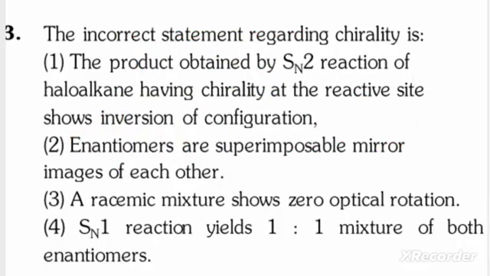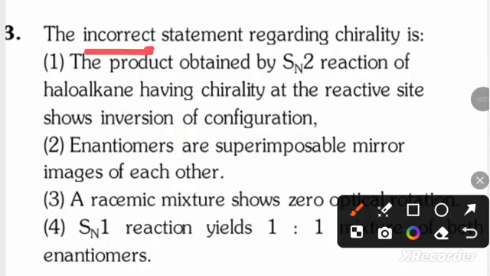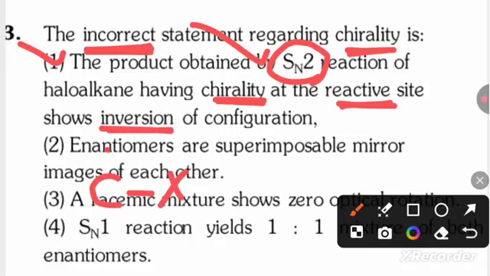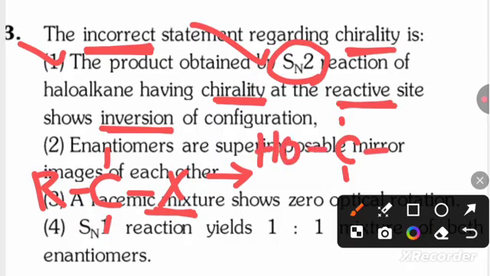The first question belongs to haloalkanes and haloarenes. We need to find out the incorrect statement regarding chirality. The first statement: the product obtained by an SN2 reaction having chirality at the reactive site shows inversion in the configuration. In an SN2 reaction, primary alkyl halides undergo nucleophilic substitution reaction. So this is the reactive site. After nucleophilic substitution, we will get the nucleophile opposite in configuration compared to the haloalkane.